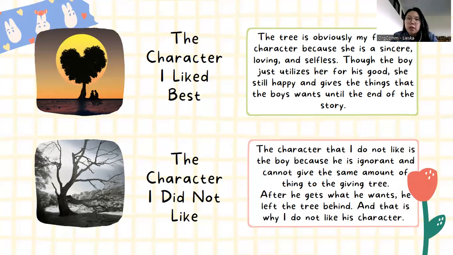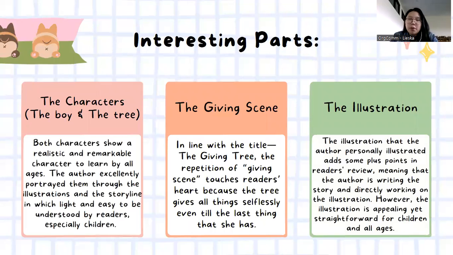All right, next I'll be talking about some interesting parts that I got from the book. There are three main parts that I loved from the book. So, firstly, the characters, which are the boy and the tree. Both characters show realistic and remarkable character to learn from for all ages. The author excellently portrayed them through the illustrations and the storyline, which is light and easy to be understood by readers, especially children. And the second one is the giving scene.